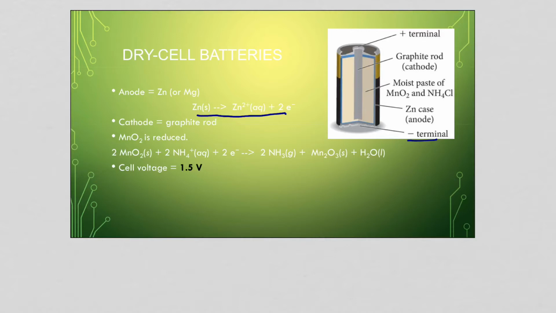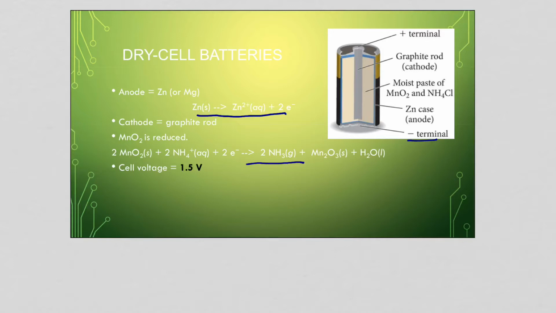Now, this cathode rod is typically coated or somehow impregnated, built into the graphite, with manganese dioxide, and we have our reduction reaction here where the manganese is reduced, as we can see, from manganese positive 4 here to manganese positive 6 here. So we have our anode and we have our cathode.